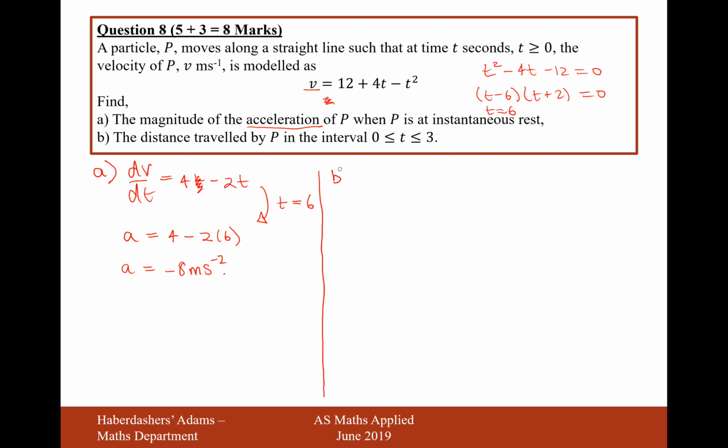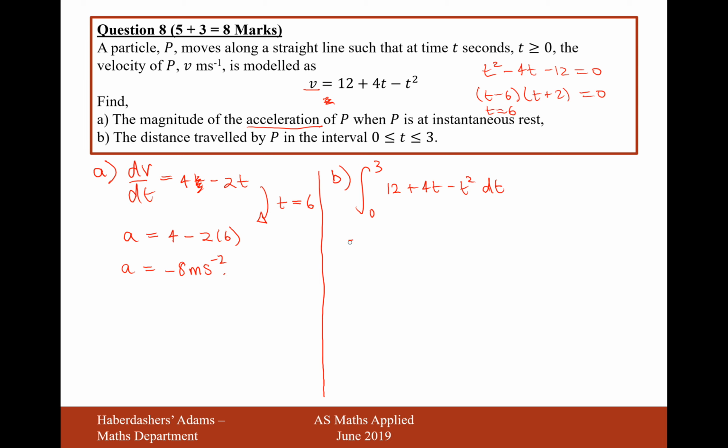Moving on to part B, find the distance travelled by P in the interval from 0 to 3. Now, if you've got velocity and you want to work out distance travelled, you integrate. So you can see the difference between the two things that have happened there. To work out acceleration, you differentiate. To work out distance, you integrate. So it's going to be the integral of 12 plus 4t minus t squared dt.